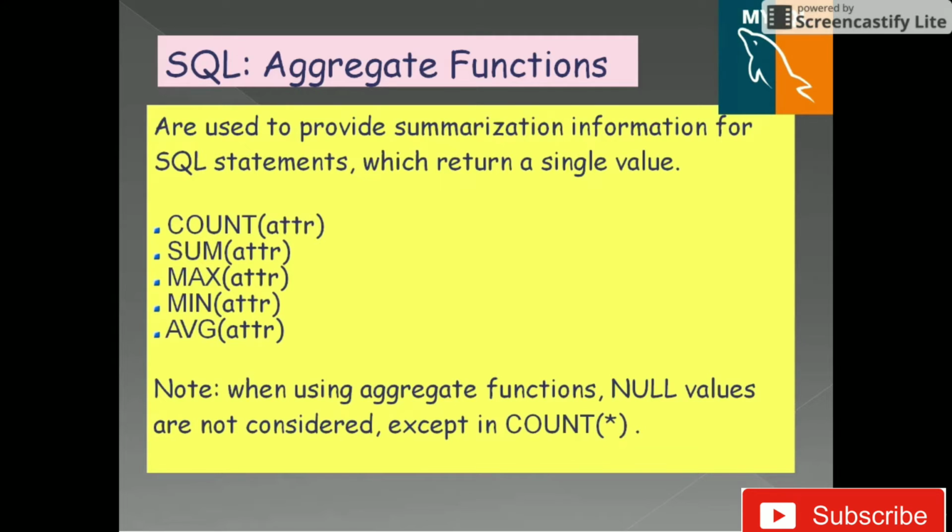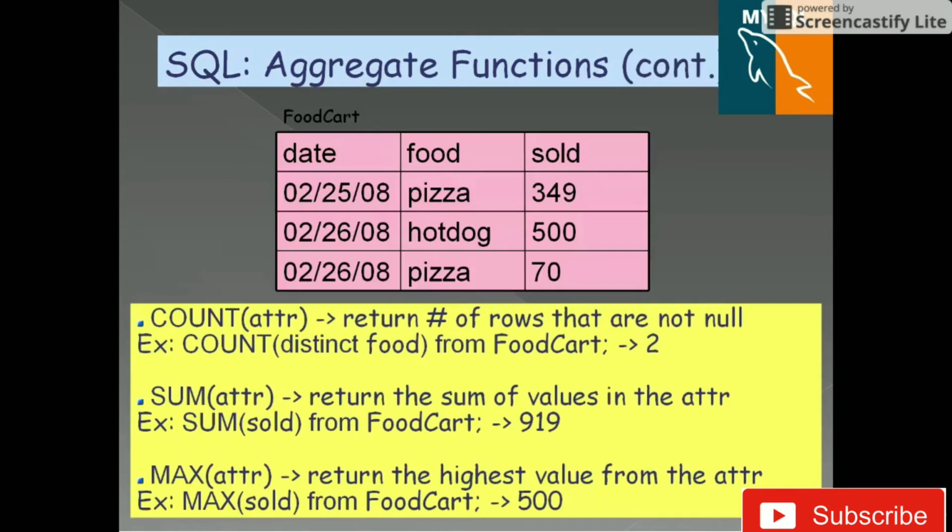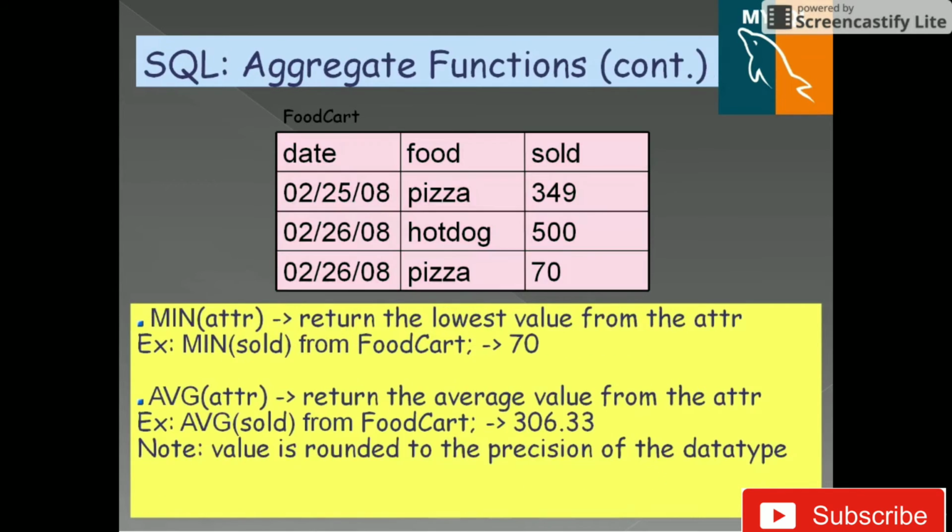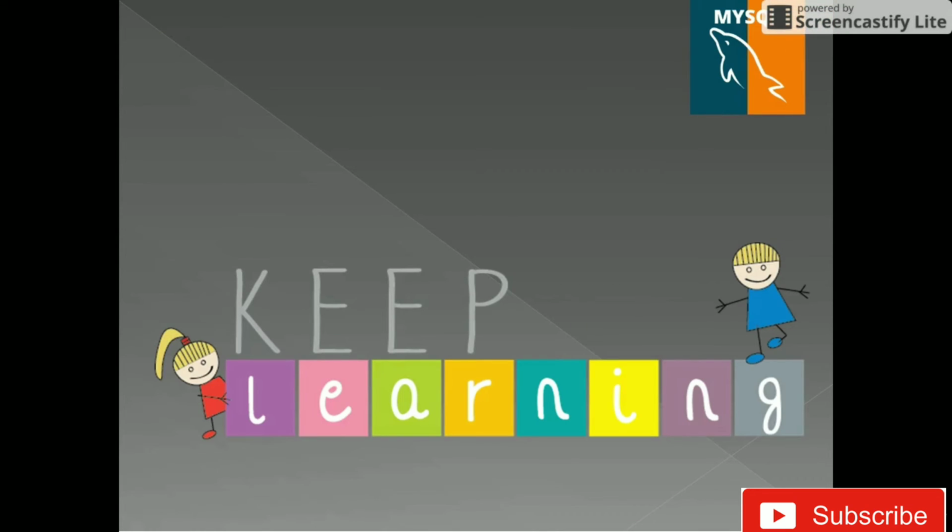There's one point to note here, that when using aggregate functions, null values are not considered except in count asterisk. When you are using count asterisk, that means count all the rows, but in other cases null value is not considered. So this is the way how you can perform the count, sum, and max operation, the minimum and average. So it was that simple.